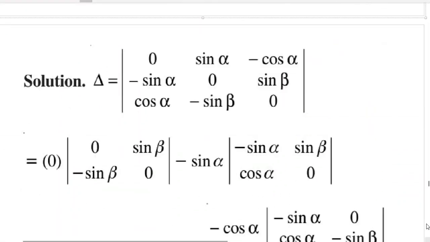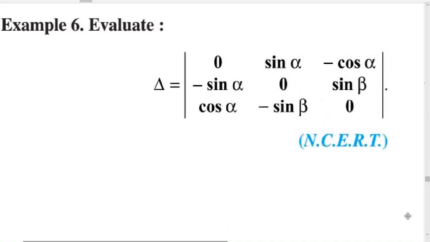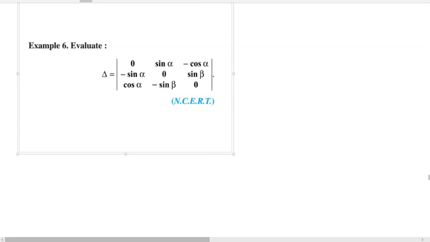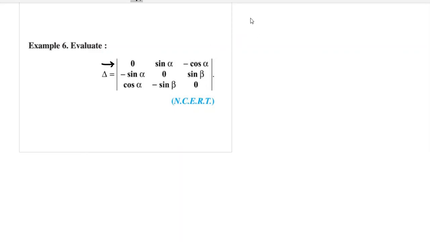Okay, here you have to evaluate. Just a moment. Okay, let's evaluate this. So I will select the row or column which has got the maximum number of zeros. Now each row and each column has got 1 zero, so I can start my expansion from anywhere. I'll start it conventionally from the first row.